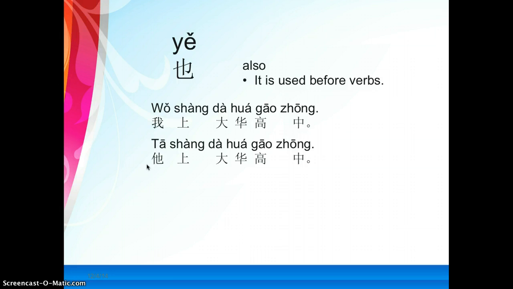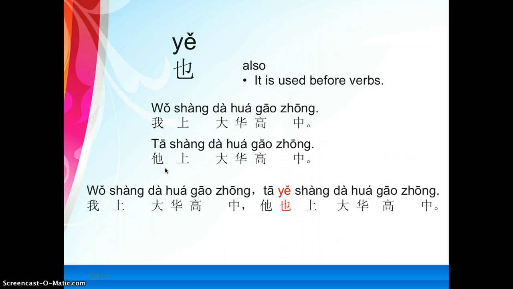So how to use 也 to connect these two sentences? That will be: I go to 大华 high school. He also goes to 大华 high school, like this. So how do we put them together? Use 也 to connect them. So that would be 我上大华高中，他也上大华高中。It's pretty easy.